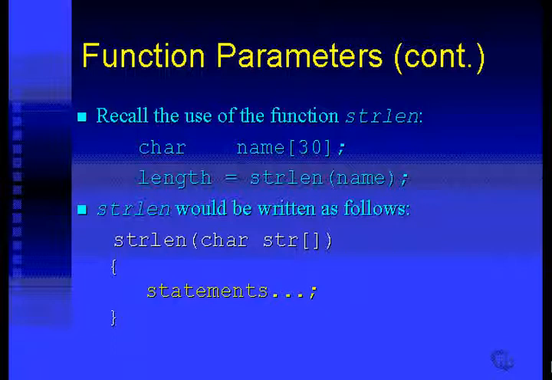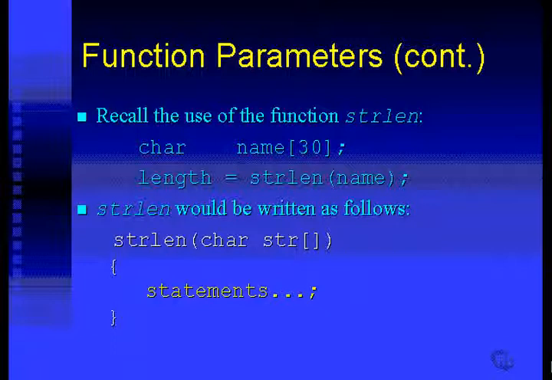So if you like, a function parameter is a local variable that gets initialized to some value outside the function automatically. In this case, str is a function parameter that gets initialized to the value name, and name comes from outside the function. And that happens automatically every time you call strlen.